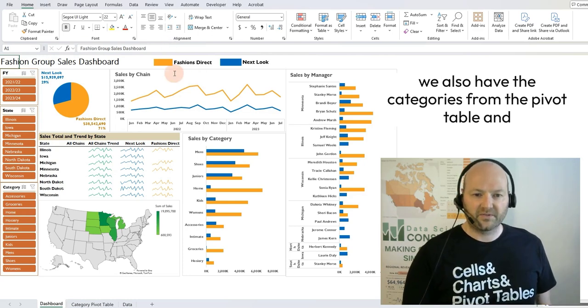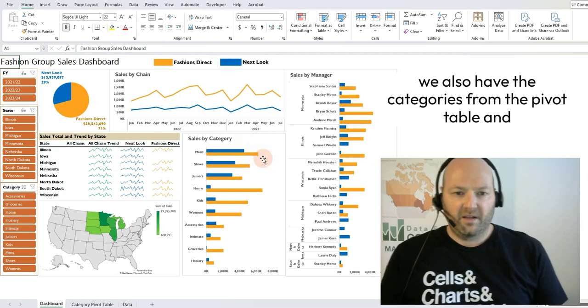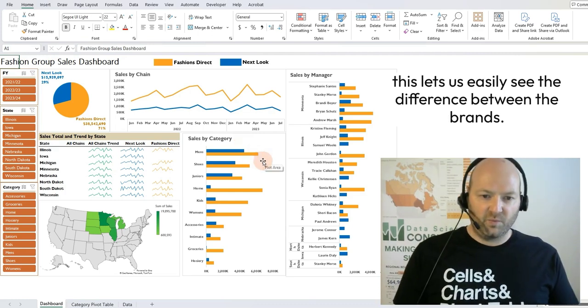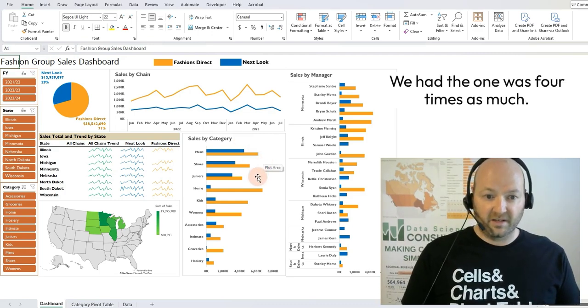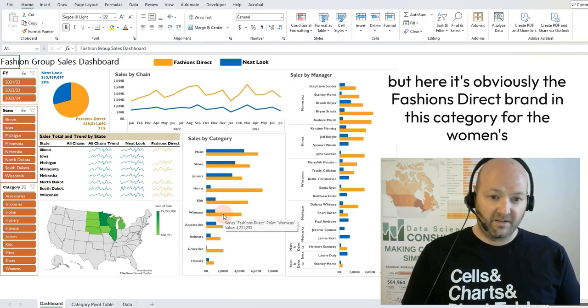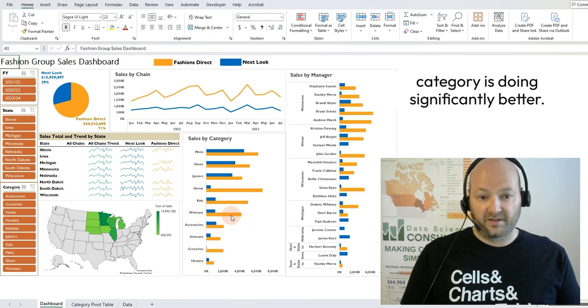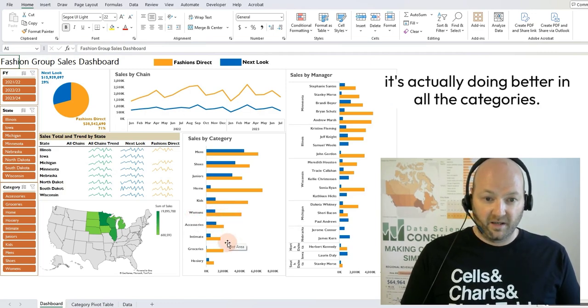So here we also have the categories from the pivot table, and this lets us easily see the difference between the brands. We had one that was 4 times as much. We can kind of see it with the numbers, but here it's obvious that the Fashions Direct brand in the women's category is doing significantly better. It's actually doing better in all the categories.